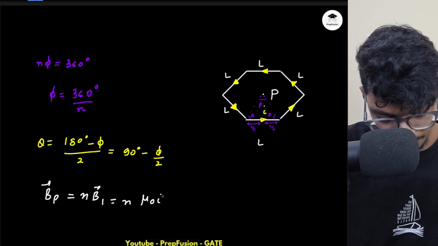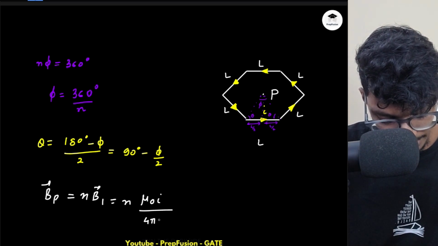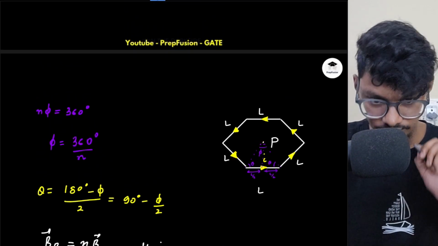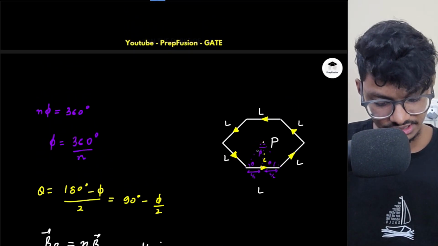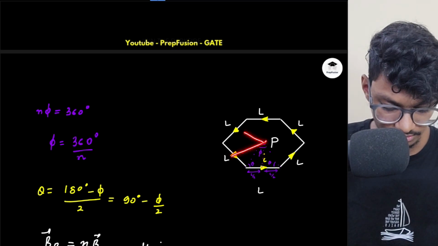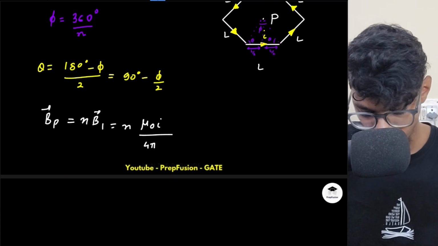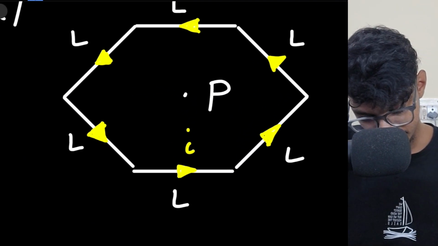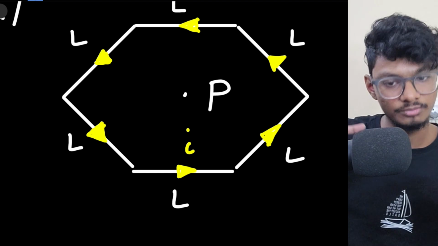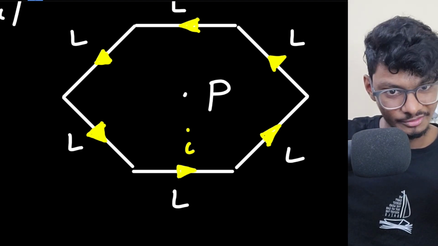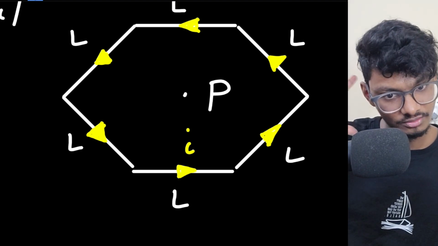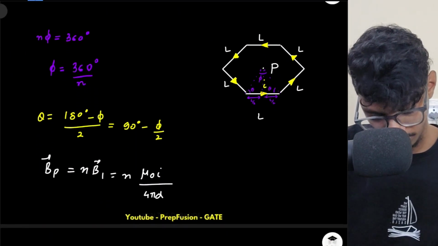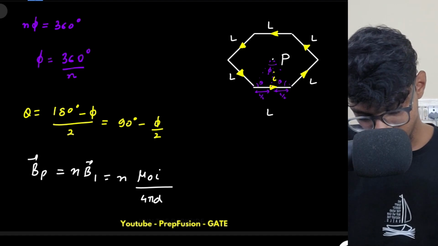B1 is mu naught I by 4 pi times the perpendicular distance, and the perpendicular distance will always be some distance d they will give you, and that distance will be symmetrical. Don't worry about that. This d distance I will assume. Here as well, I haven't mentioned the distance. You can find out this distance as well with the help of theta and all those things, but I'm not calculating that right now. I will explain that as well. Just 1 second. I just wanted to write the formula right now.